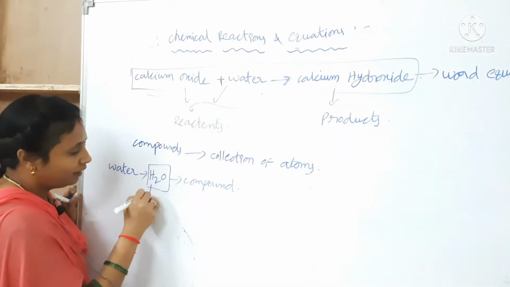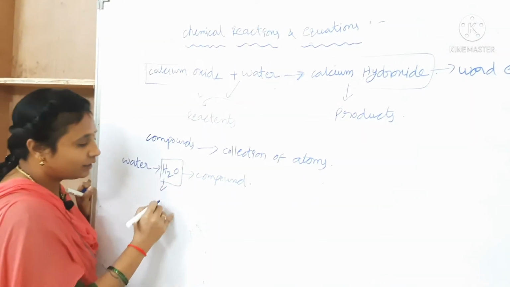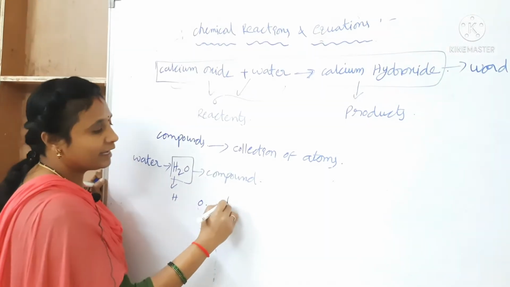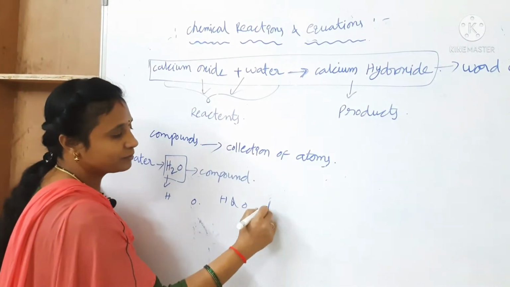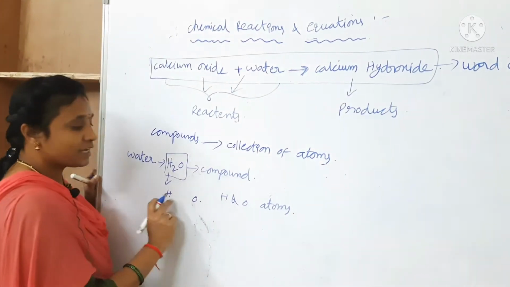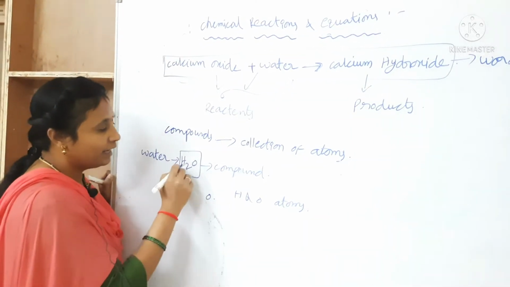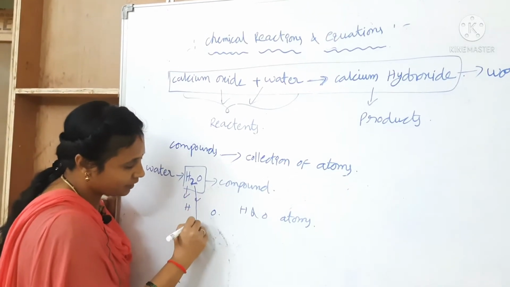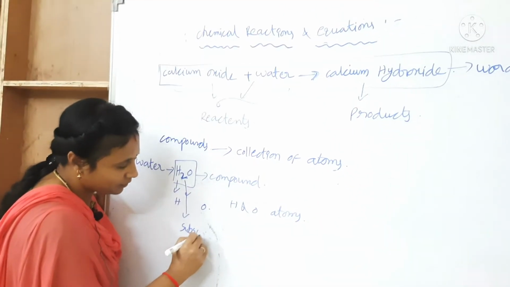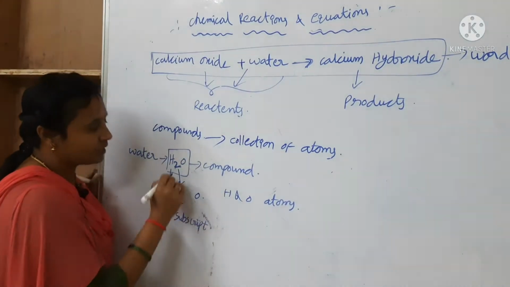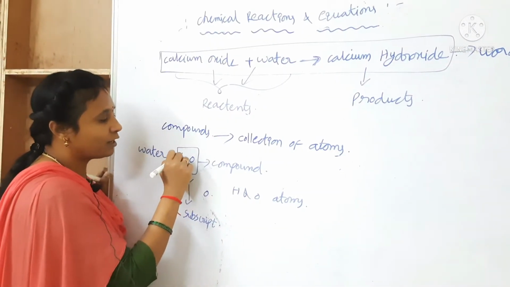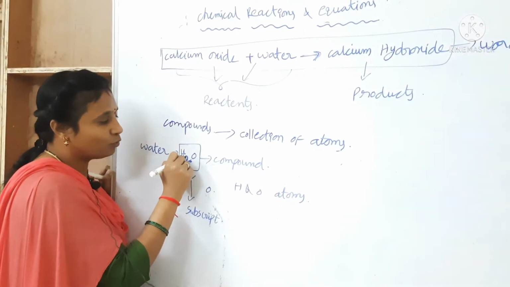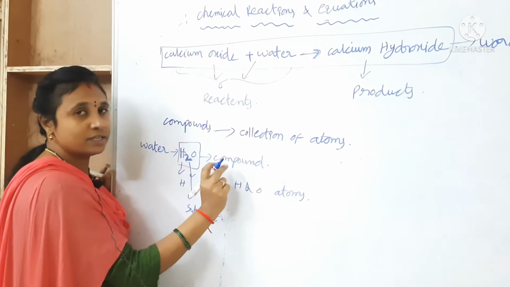Here two kinds of atoms are there. One is hydrogen, the second is oxygen. H and O are atoms. Here the 2 is a subscript. This means that two hydrogens are used in this compound, water.